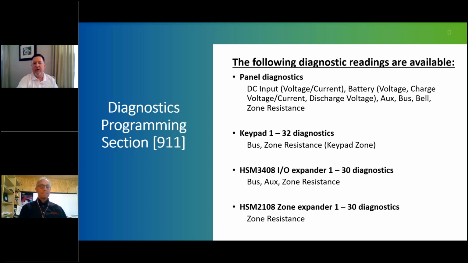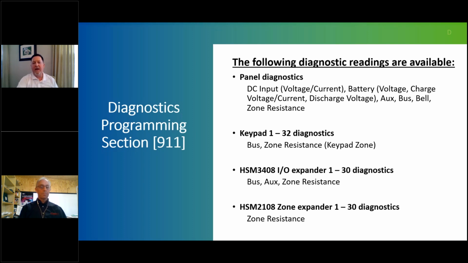A lot of times tech support will ask you to meter that to find out what's coming into the panel. Well, the panel will now tell us what it's receiving. What's your battery sitting at? What's your AUX, your bus, and your bell circuit sitting at as far as the voltage output? And end of line resistance. If you don't have your meter, plug it into zone 1 and read zone 1. What is that resistor sitting on that board at that time?